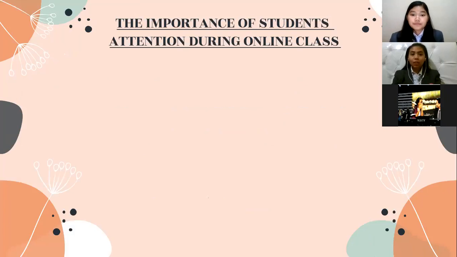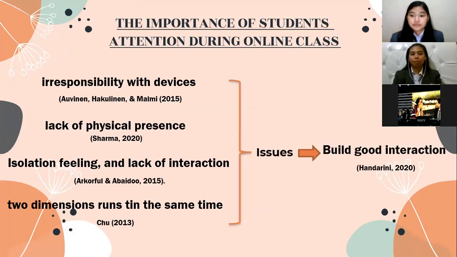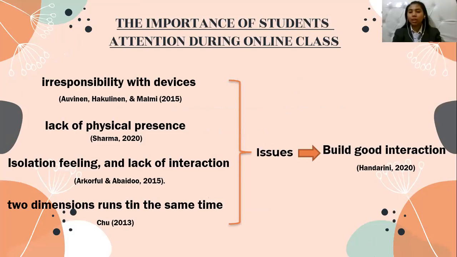The first sub-focus is the importance of students' attention during online class. There are some issues, such as irresponsibility with devices and lack of physical presence, because the students can turn the camera on and off. Also, a feeling of isolation and lack of interaction, because students and teachers cannot meet in person. And two dimensions run at the same time, because the students have to join the class and at the same time do all of the tasks. It can be solved by building good interaction.